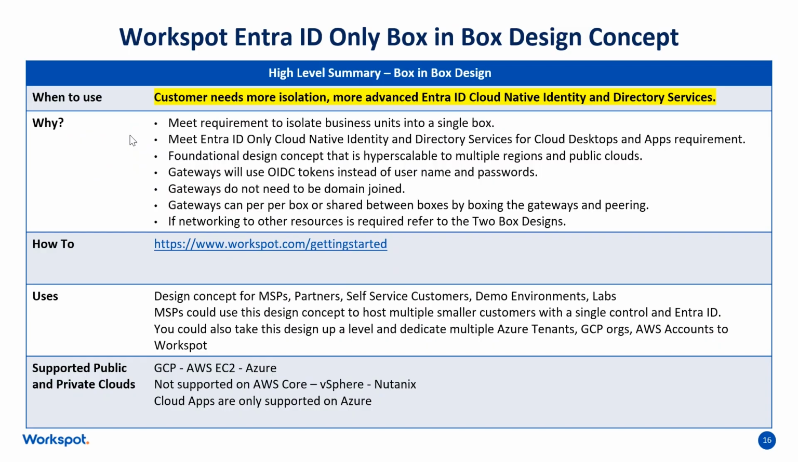And so, this has come about where there's more isolation needed, whether it's dividing up by business units, or simply they want to reduce potential outage, blast radius on outages and things along those lines. So this is one of these type of designs that we could leverage for that. Now, currently we can support this on GCP, AWS EC2, and Azure. And because it's Entra ID only, Core doesn't support it. vSphere and Nutanix are not really supported for this either.